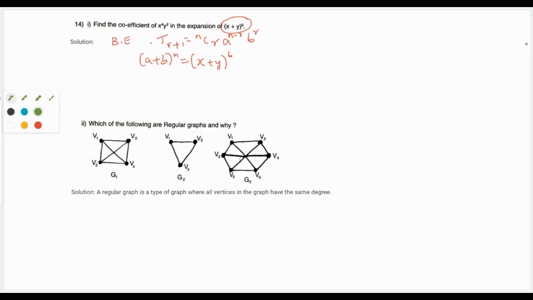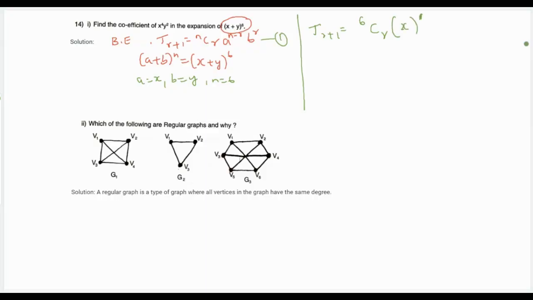So comparing the values we get a is equal to x, b is equal to y, and n is equal to 6. Substituting in equation 1 we get T r plus 1 equals 6 C r, where r we don't know, a is x, x power n minus r which is 6 minus r, and b is y power r, which we will write as r. Now comparing the coefficient, for which factor we have to find, when you compare y power r with y square, we can see that the value of r is 2.